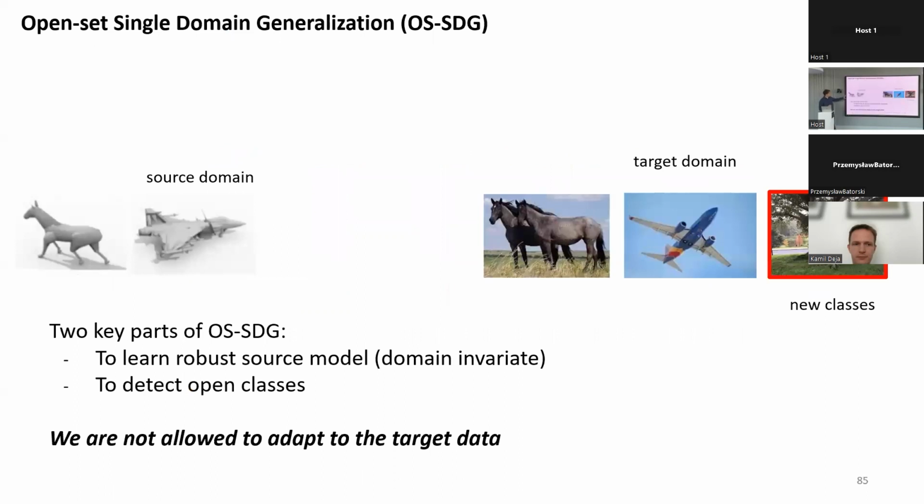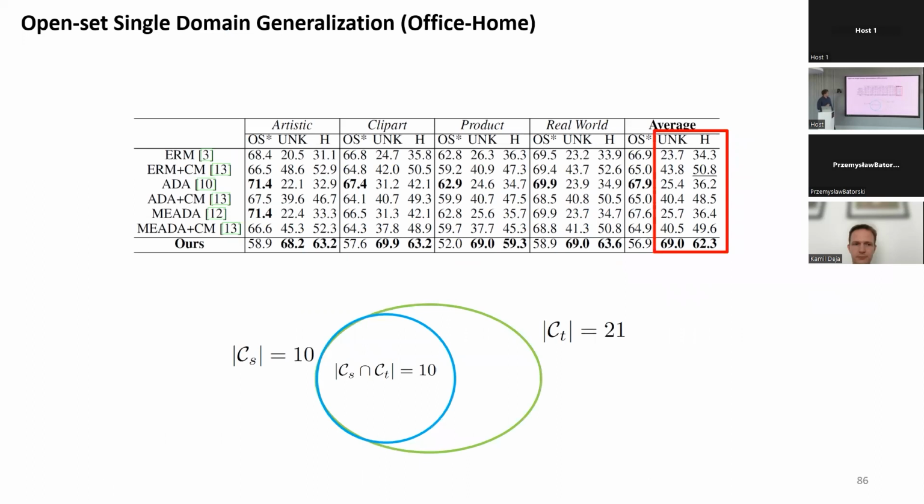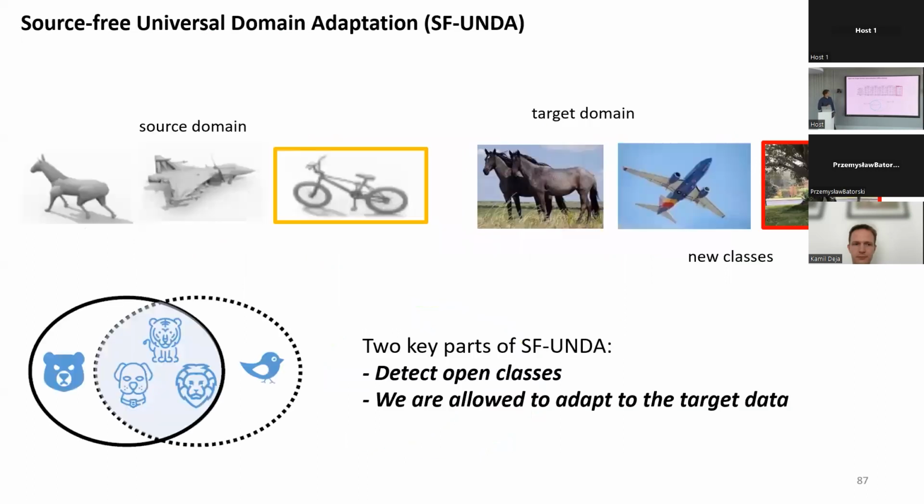Here now we have what is called open set single domain generalization. Here you have some new classes in the target domain and a domain shift. And here you are not allowed to adapt to the target domain. In this setting, at the bottom you see the drawing. All the training classes are also in the test set, but there are new classes in the test set which you haven't seen. So here we obtained state-of-the-art results in this setting.